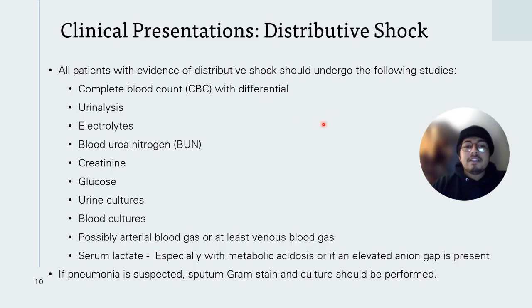So all patients with evidence of this shock would undergo the following studies. The patient would get a CBC with differentials, urinalysis, electrolytes, albumin levels, creatinine, glucose, urine cultures, blood cultures, as well as sputum cultures. They will also get ABGs and at least venous blood gases, just to see if we're oxygenating or we're retaining. Everything else is usually just for if we have enough electrolytes, or if there's any chance of a positive bacterial, viral, or fungal infection that could be present.